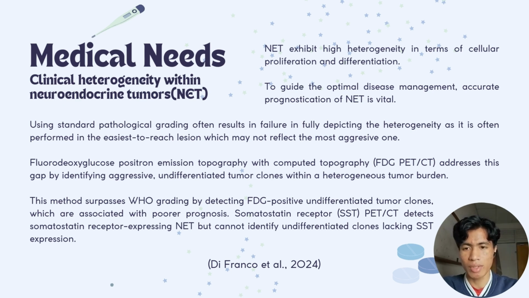Fluorodeoxyglucose positron emission tomography with computed tomography, or FDG PET-CT, addresses this gap by identifying aggressive, undifferentiated tumor clones within a heterogeneous tumor burden. This method surpasses WHO grading by detecting FDG positive undifferentiated tumor clones, which are associated with poorer prognosis. Somatostatin receptor (SST) PET-CT detects SST expressing NET but cannot identify undifferentiated clones lacking SST expression.